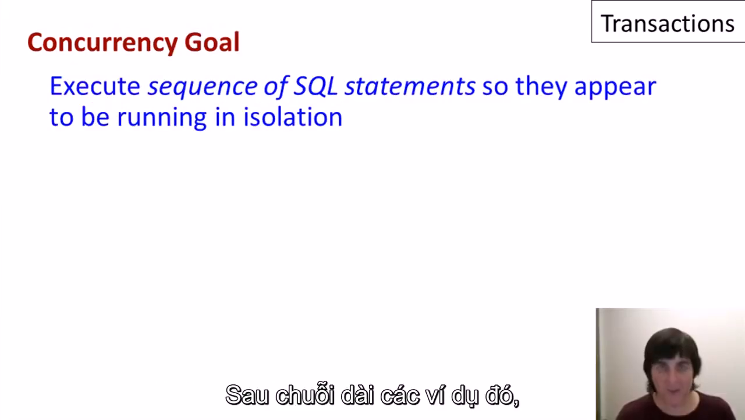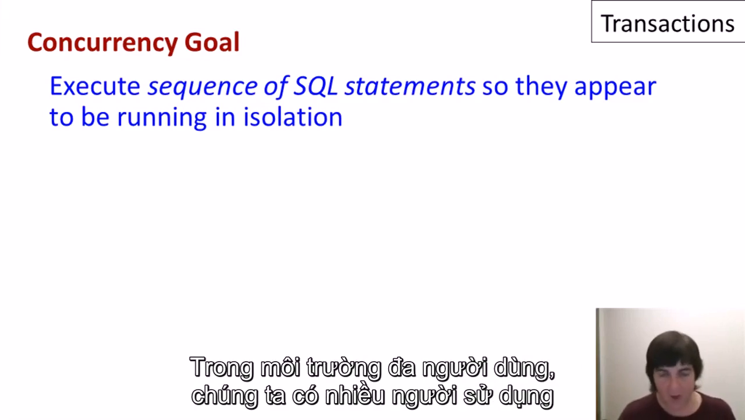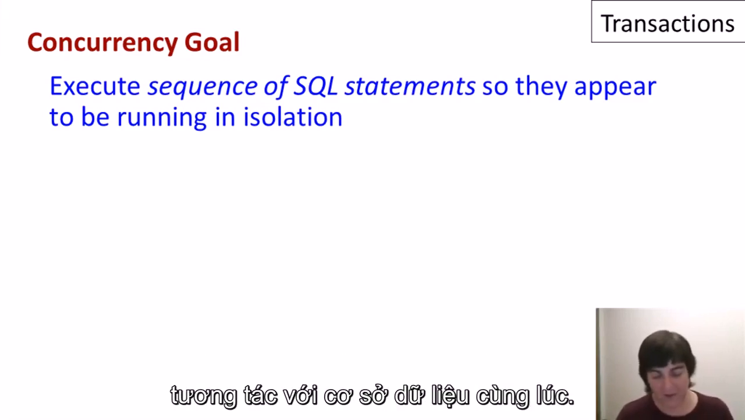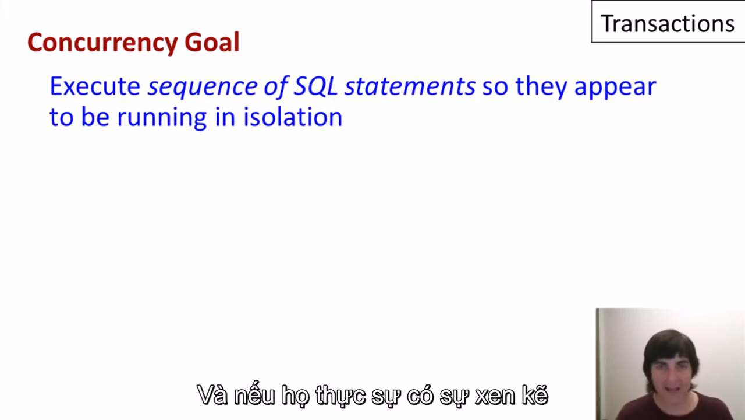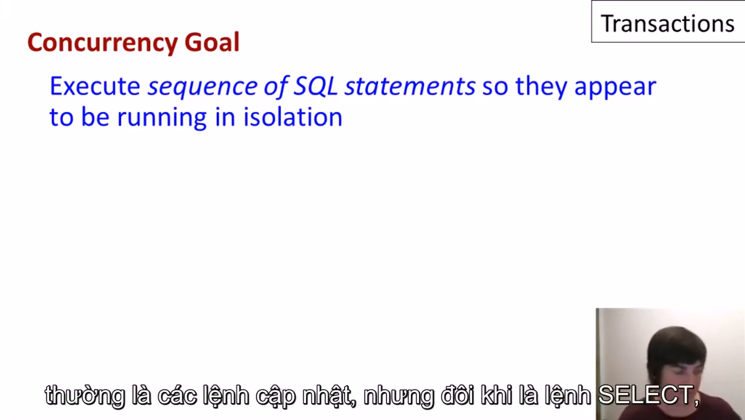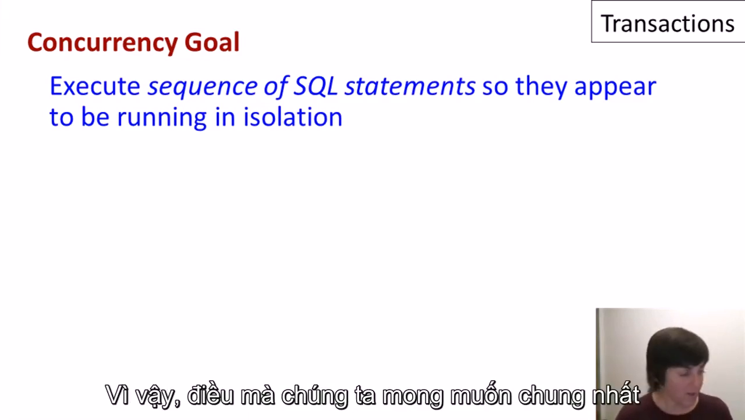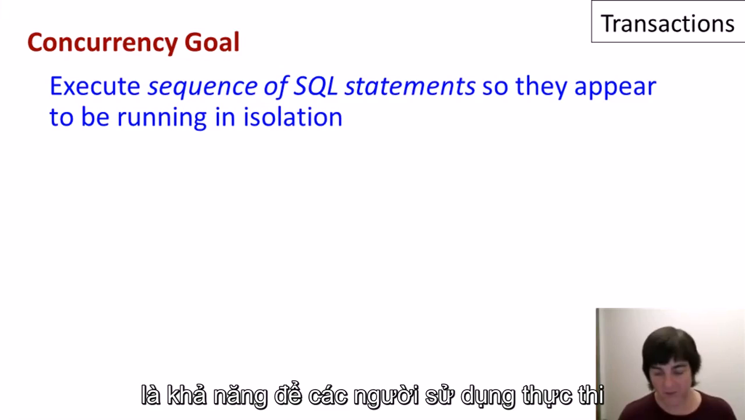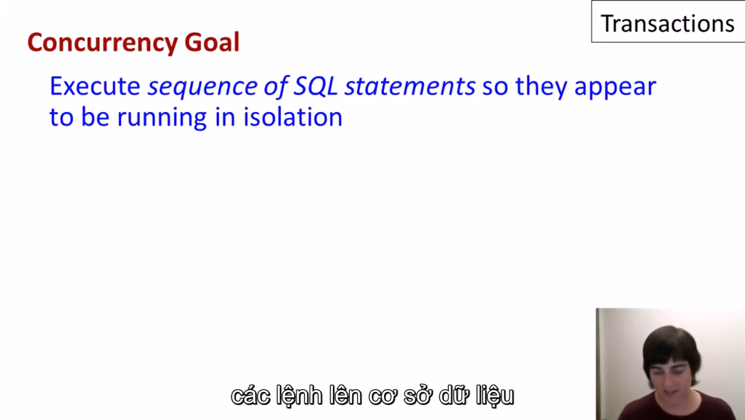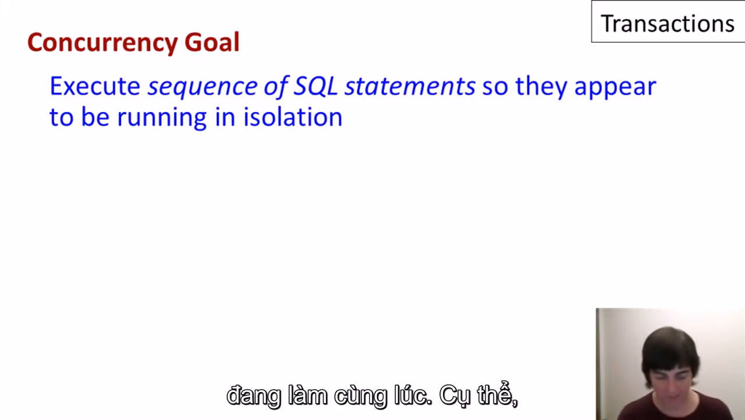So after that long sequence of examples, I hope you get the feeling for what we're looking for in concurrency. We have multiple clients interacting with the database at the same time, and if they have true interleaving of the commands that they're executing on the database, often update commands, but some select commands as well, then we may get inconsistent or unexpected behavior. So what we'd like to have overall is the ability for clients to execute statements against the database and not have to worry about what other clients are doing at the same time.